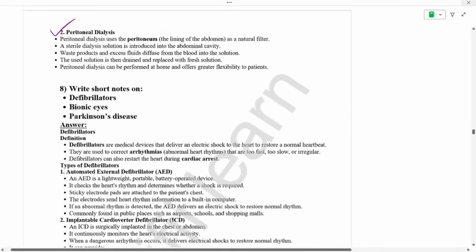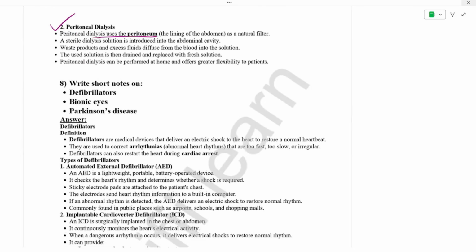Peritoneal dialysis is nothing but it uses the peritoneum, the lining of the abdomen, as a natural filter. A sterile dialysis solution is introduced into the abdominal cavity, and waste products and excess fluids diffuse from the blood into the solution. The used solution is drained and replaced with fresh solution. Peritoneal dialysis can be performed at home, and it gives greater flexibility to the patients.